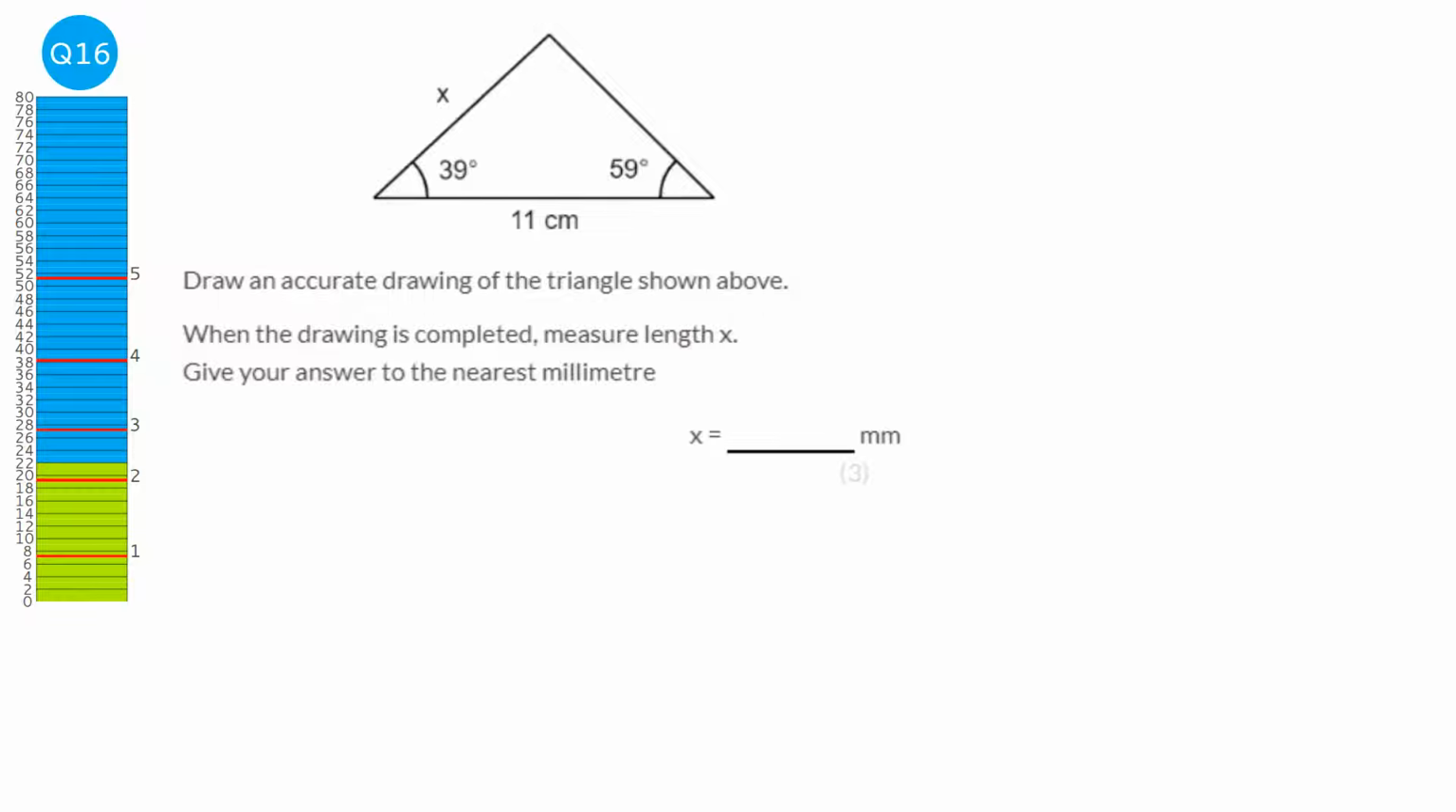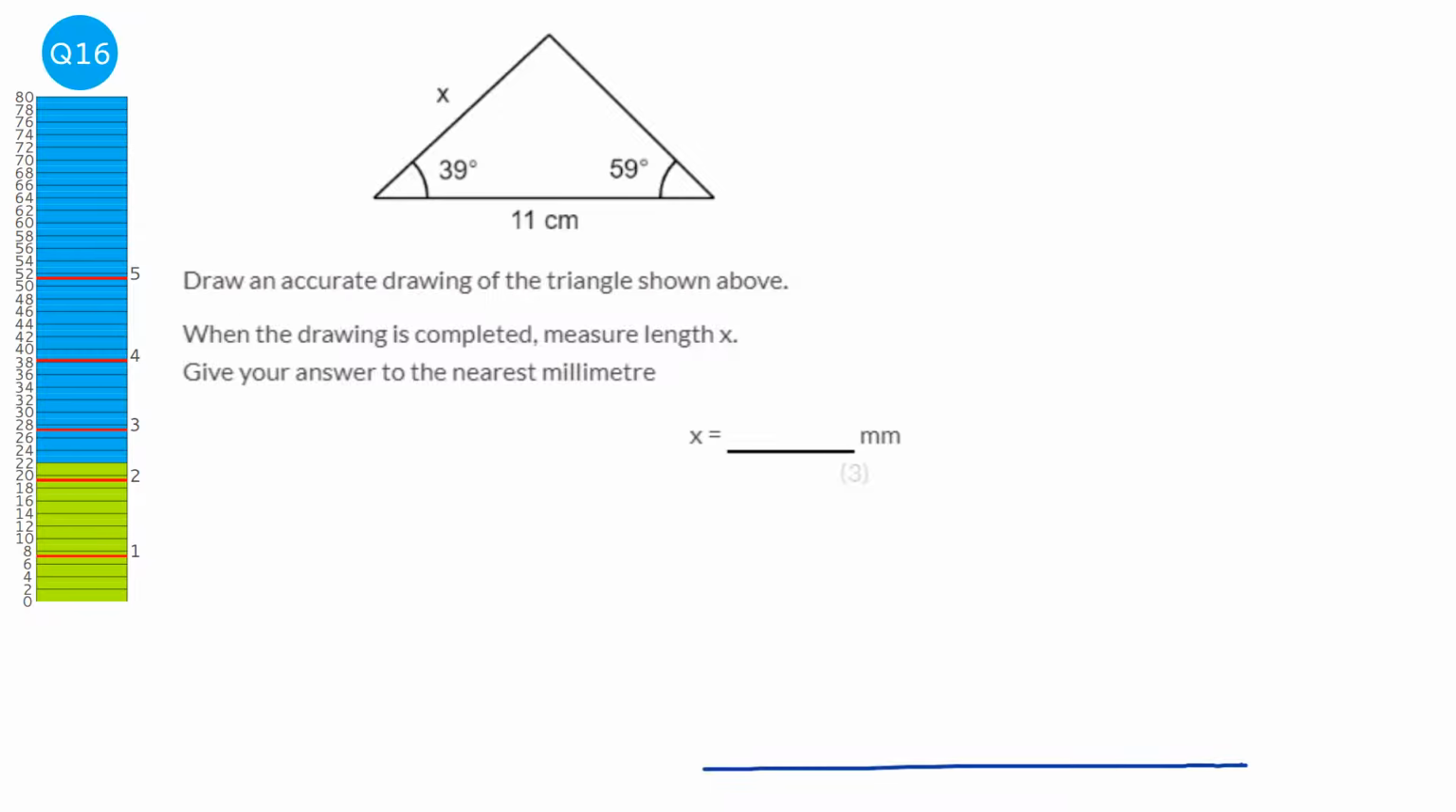So to do this question, you just need a piece of paper, a ruler, and a protractor. And the first thing we do is we draw the 11 centimeter line. And my one will not be 11 centimeters for you. It is on my screen, but depending on what device you watch this on, its length will obviously change.